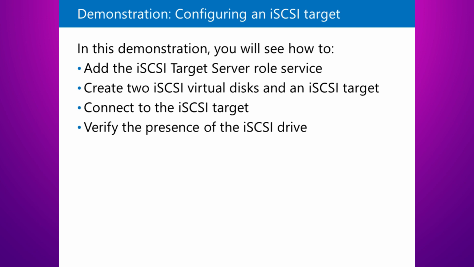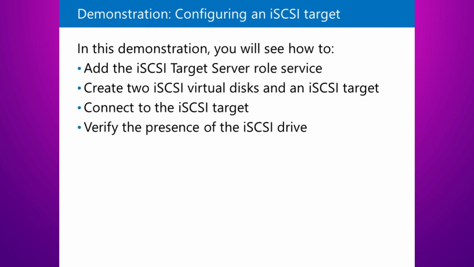Create two iSCSI virtual disks and an iSCSI target. 1. On LONDC1, in Server Manager, in File and Storage Services, browse to iSCSI. 2. Create a new iSCSI virtual disk with the following settings. Name: iSCSI Disk 1. Disk size: 5 GB. iSCSI target: new. Target name: LONDC1. Access servers: 172.16.0.21. 3. Create a second iSCSI virtual disk with the following settings.